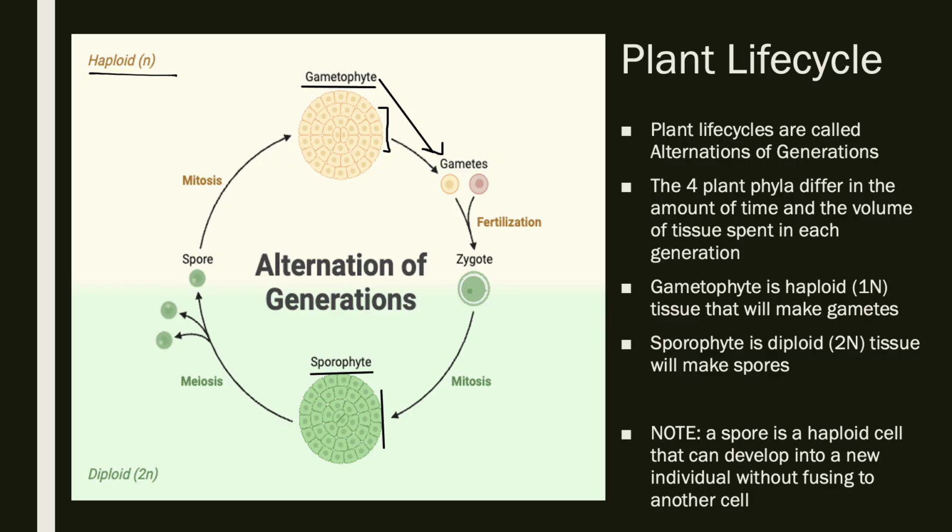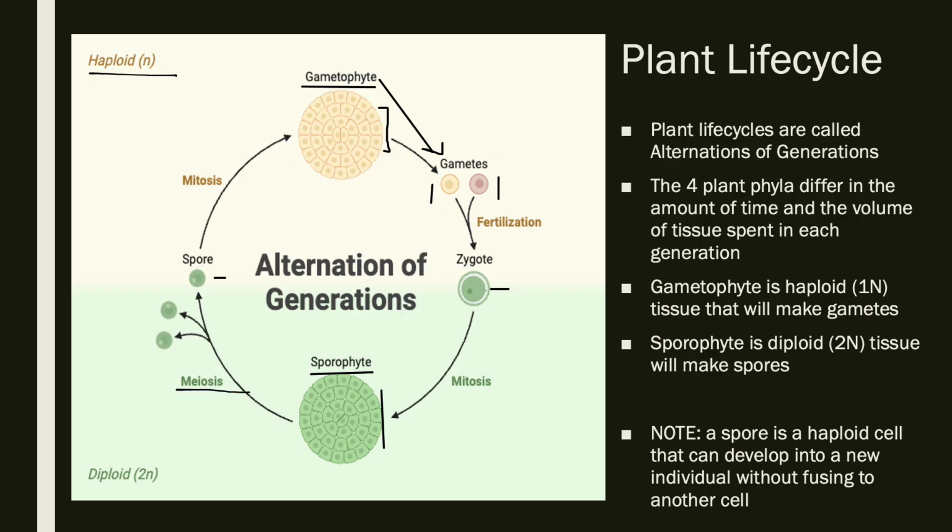And then, of course, since gametes are haploid, so 1 copy of each chromosome, upon fertilization, 1 + 1 is 2. So now our zygote, as we can see, crosses into diploid generation, or that just means that there's 2 copies of each chromosome. So we have a diploid zygote now. We'll undergo mitosis to give us our multicellular diploid tissue, or we call that sporophyte. Sporophyte tissue will undergo meiosis to make spores. And we can see spores are now haploid.